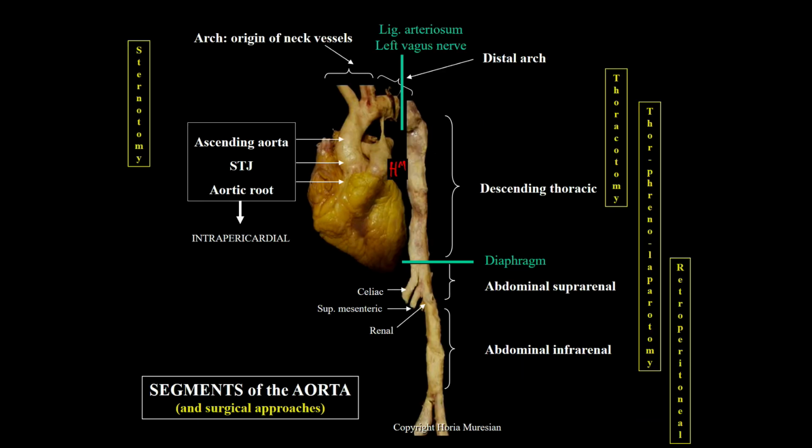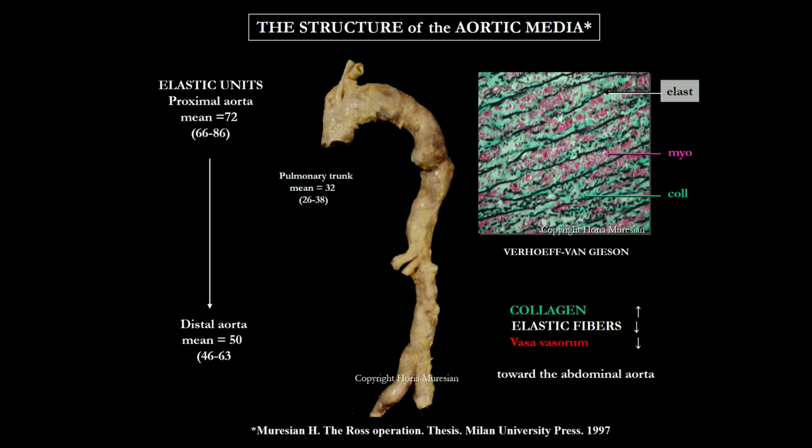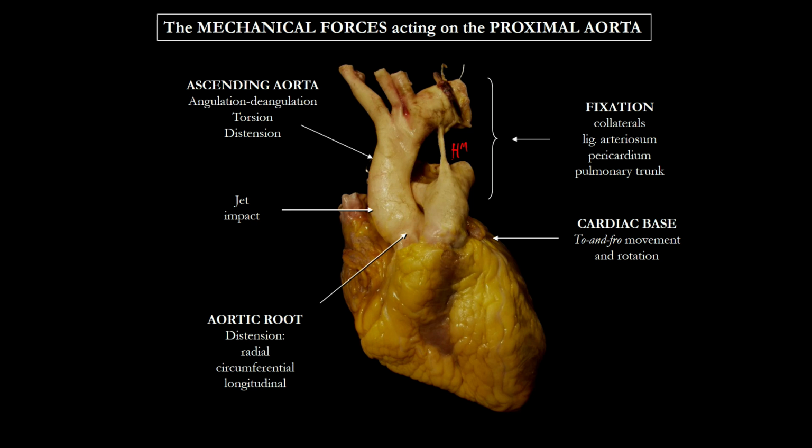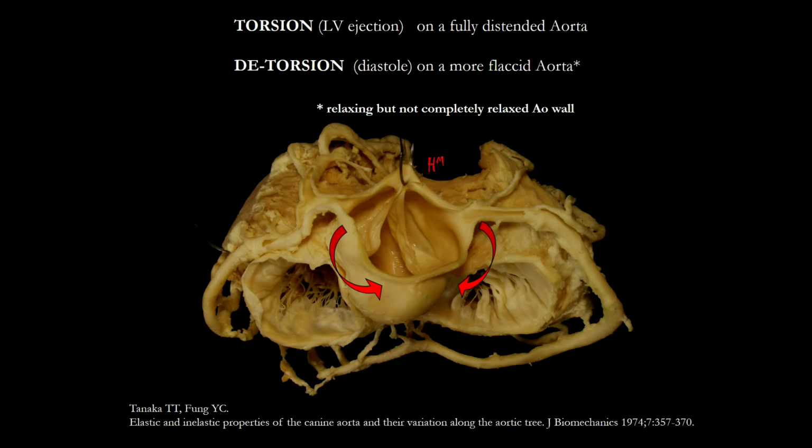The aorta is a complex organ with segments that have different embryological origin and with different structure. The elastic elements and the vasa vasorum decrease towards the abdominal aorta. Moreover, the various segments of the aorta bear different types of pressure and stresses. The aortic root and the proximal aorta must stand the systolic distension, the jet impact, the to and fro movement of the cardiac base, the angulation and deangulation of the ascending aorta, while the arch is relatively fixed by collaterals, the ligamentum arteriosum, and the pericardial ligaments. The aortic root distends during diastole, but the aortic wall is not completely relaxed in any phase of the cardiac cycle.